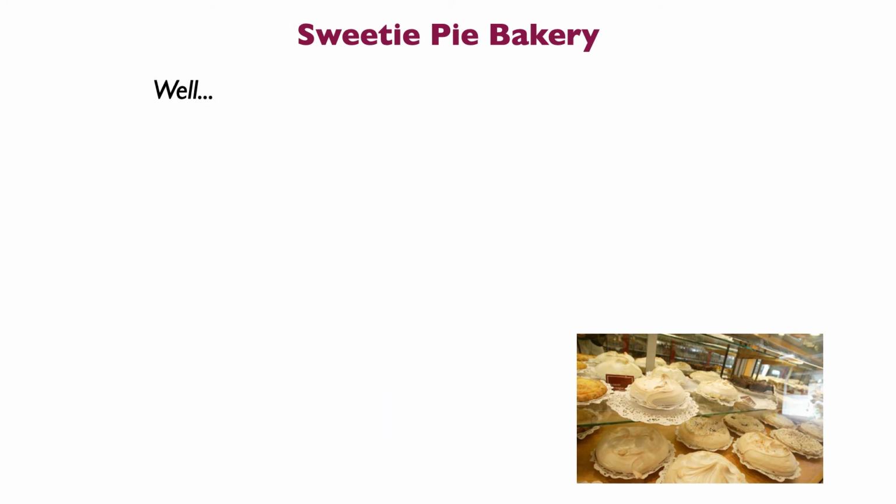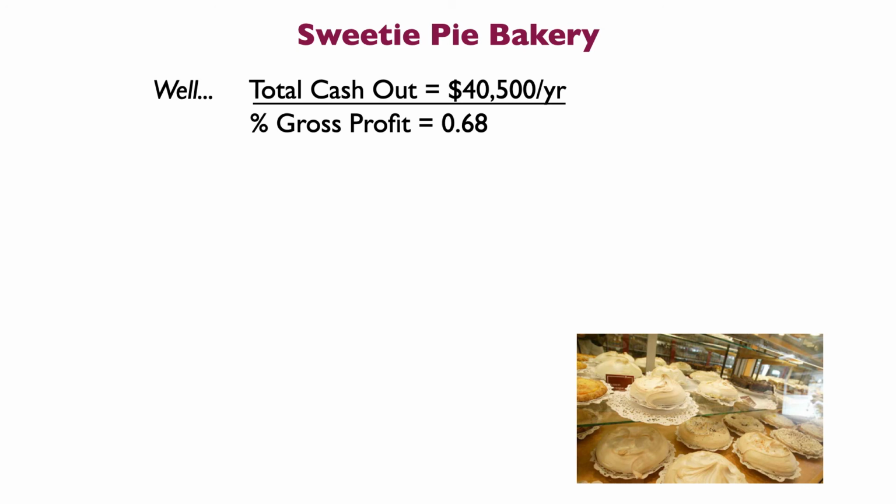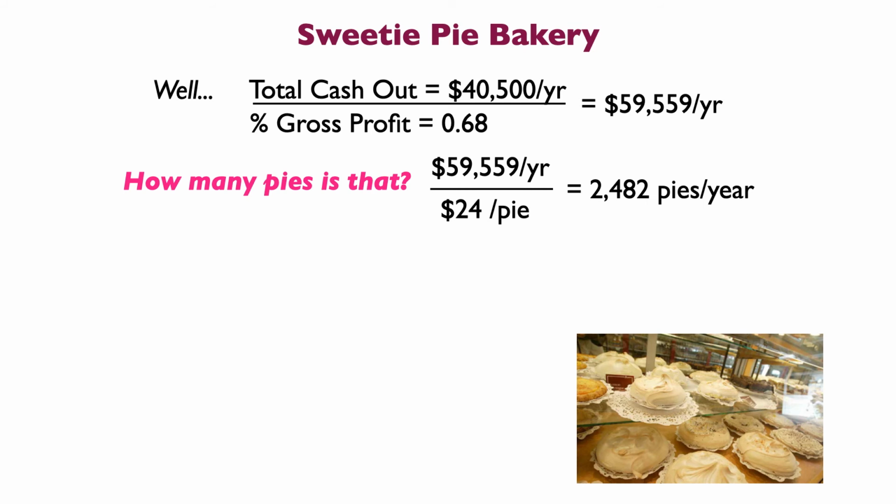Let's look at that. Well, the total cash out, that's the nut that she's trying to cover, is $40,500, and 68% of every pie she sells can go to cover that. She needs to sell almost $60,000 worth of pies in a year. How many pies is that? It's just shy of 2,500. How many pies per week?